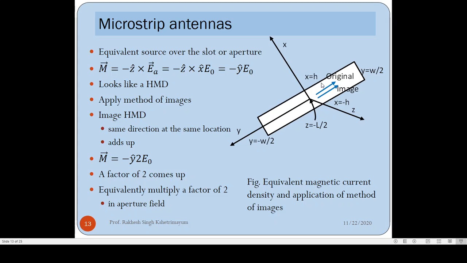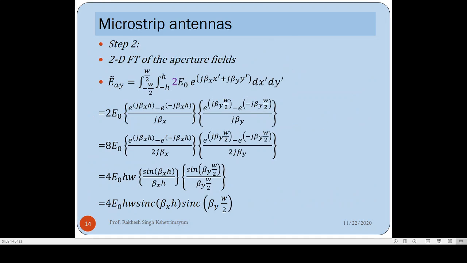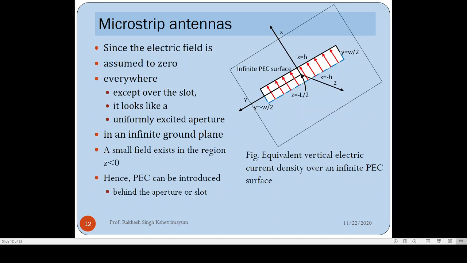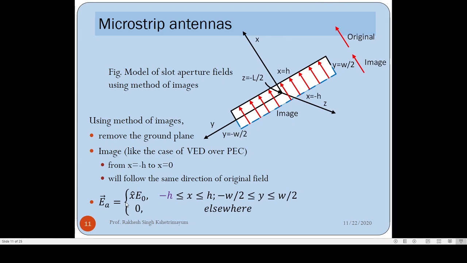So in that case, after application of the method of images, this magnetic current density will be twice. So the magnetic current density will become minus y hat 2 E naught. So we have a factor of 2 because of application of the method of images. Equivalently, we can multiply a factor of 2 in the aperture field. So we can write the aperture field after application of the method of images as E_A is equal to 2 x hat E naught from minus h to h, minus w by 2 to plus w by 2. Everywhere else is 0. So you will have a 2 factor here.